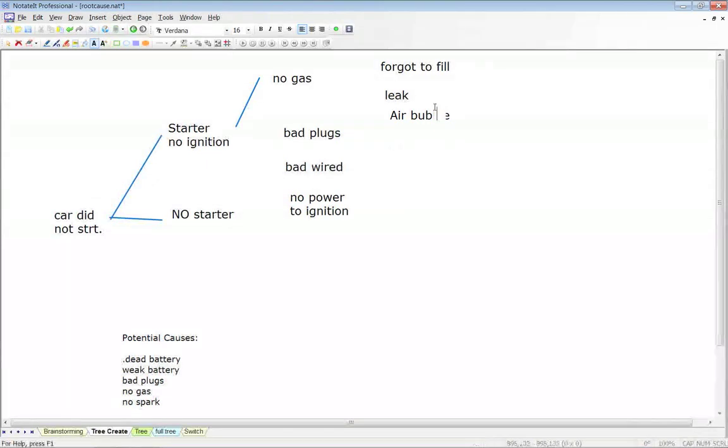Now I'm going to change this one. What we have here is, so you can play with these things. This is no gas to engine. Now this can come from bubble in fuel. Now if you ever had it, you can get a little vapor bubble in your fuel pump and it won't pump fuel. Pump failed. You can also have a plugged fuel filter. And I'll start with that.